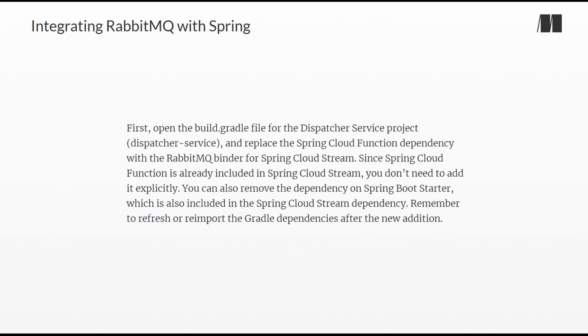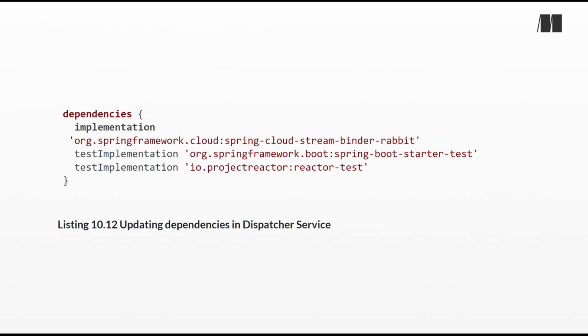Integrating RabbitMQ with Spring. First, open the build.gradle file for the Dispatcher Service project and replace the Spring Cloud Function dependency with the RabbitMQ binder for Spring Cloud Stream. Since Spring Cloud Function is already included in Spring Cloud Stream, you don't need to add it explicitly. You can also remove the dependency on Spring Boot Starter, which is also included in the Spring Cloud Stream dependency. Remember to refresh or re-import the Gradle dependencies after the new addition. Listing 10.12. Updating dependencies in Dispatcher Service.